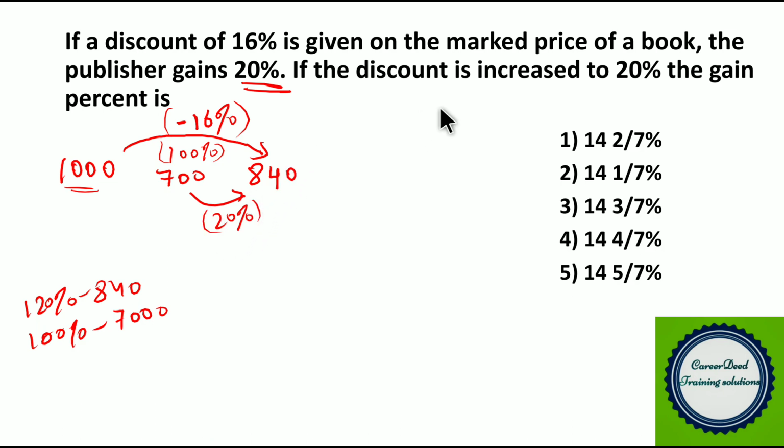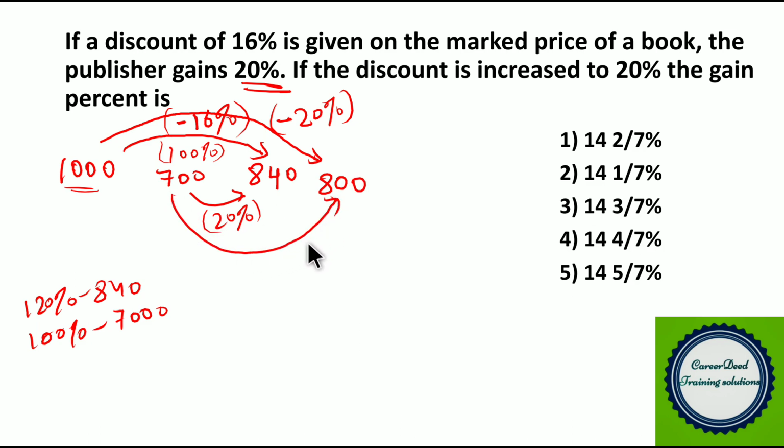Now if the discount is increased to 20%, so instead of giving a 16% discount, if he gives a 20% discount, what is 20%? It is 200 rupees of this 1000, right? He has to sell it for 800 rupees. Now from cost price, how much profit does he get? This is our question. So he actually gets from 700 to 800, 100 rupees profit.